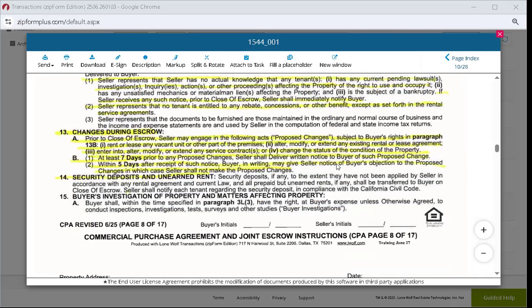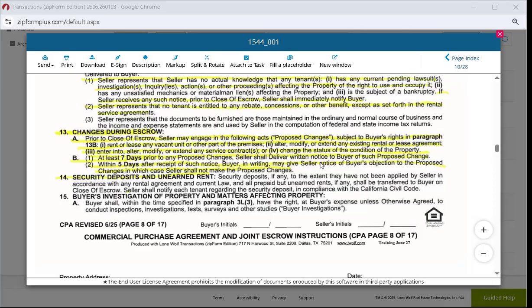Okay. So changes during escrow. They have a whole paragraph here, it's very quick and to the point. So prior to close of escrow, the seller may engage in the following acts subject to buyer's rights: rent or lease a vacant unit or other part of the premises, alter, modify, or extend existing lease agreements at least 7 days prior to these proposed changes.